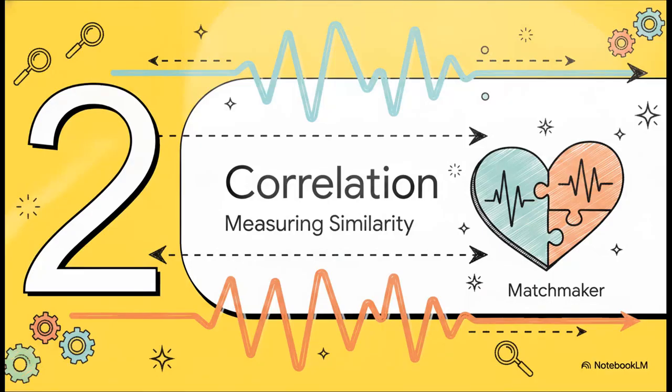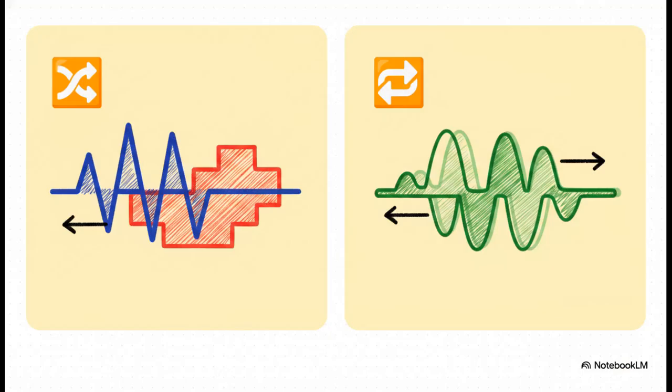Moving right along to part 2, correlation. This is where we measure similarity. While convolution blends, the correlation function acts kind of like a matchmaker. It measures the resemblance, or the degree of similarity between signals. We've got two main flavors here. Cross-correlation looks at two completely different, deterministic signals to see how much they overlap as they slide past one another. Autocorrelation, on the other hand, is a bit more introspective. It's what happens when a signal is compared strictly to itself.